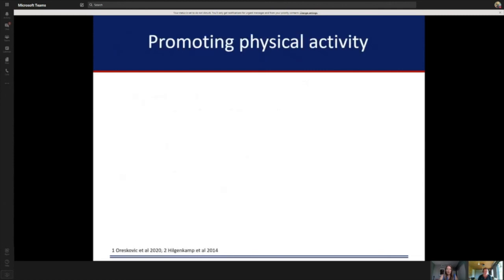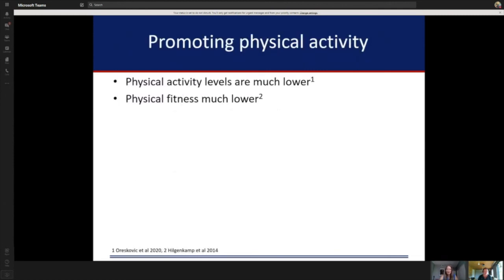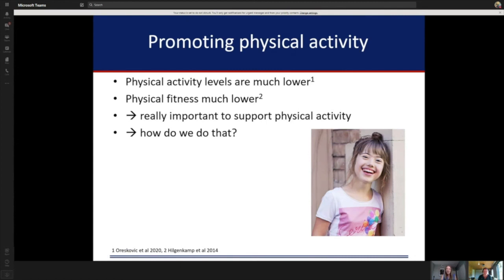So promoting physical activity, we know their physical activity levels are much lower, their fitness is much lower, so we know it's really important by now. But how do we do that?